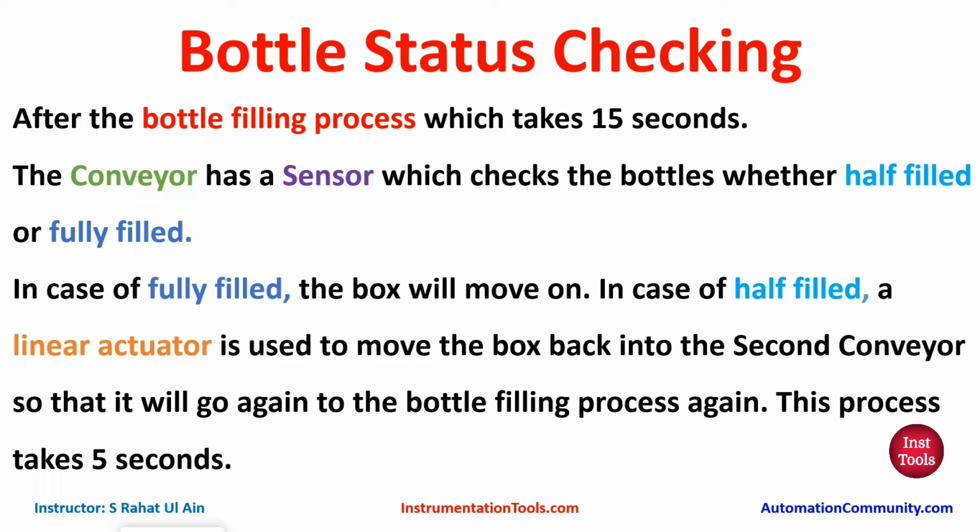So for this example, we will use normally open contacts as well as normally closed contacts. We will also use some memory bits, and also timers like TP. So let's move to EcoStruxure Machine Expert, where we will draw a ladder diagram for bottle status checking.